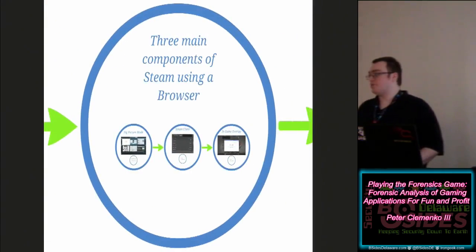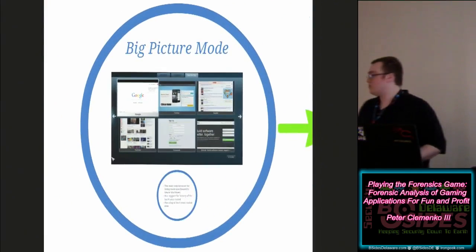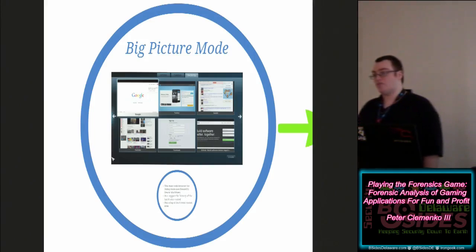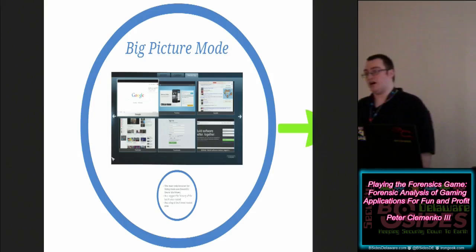So there are 3 main components of the Steam web browser system. You've got Big Picture mode. This is going to be the primary web browser in the upcoming Steam OS, which is going to be the Linux distribution that Valve is going to be creating in order to create their new console. It's going to be freely distributed, so this is going to be pretty important to know. Because this is going to be the primary browser of that operating system, obviously if someone's using that operating system, it's useful to know this stuff.